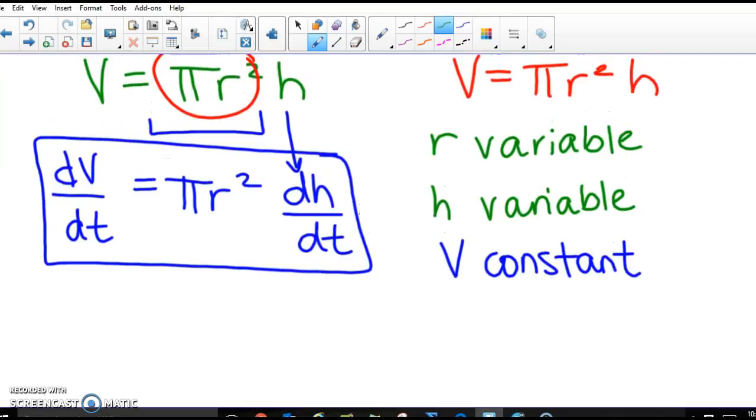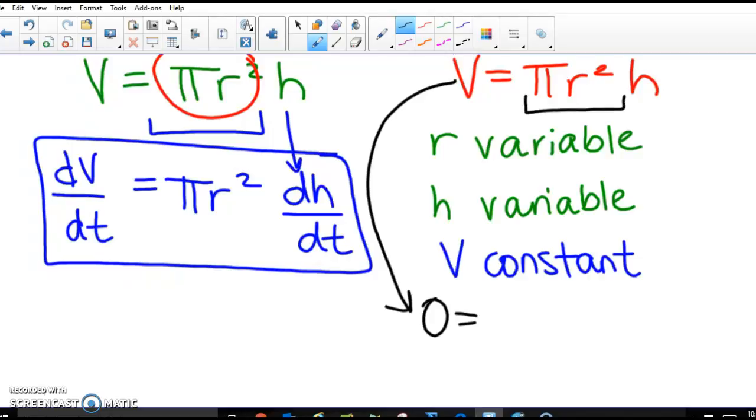Well, I'll take the derivative of the left side. The derivative of the left side, if it's a constant, is just going to be 0. Unfortunately, for the derivative of the right side, I have two variables and they're being multiplied. I have a variety of ways to split this up. I'm going to choose to split it up where pi r squared is one piece being multiplied with h, and I'll apply the product rule to that.